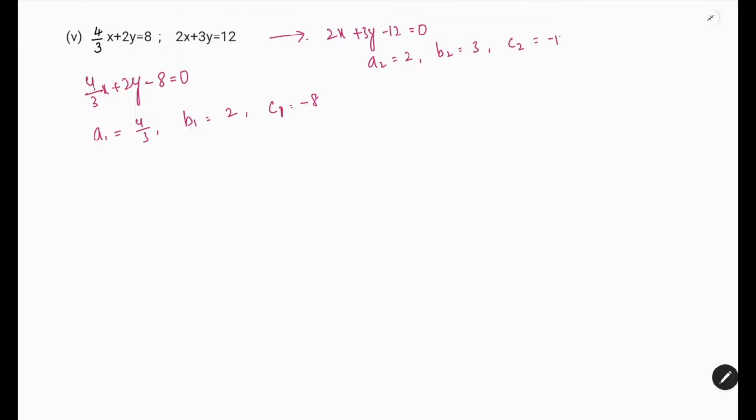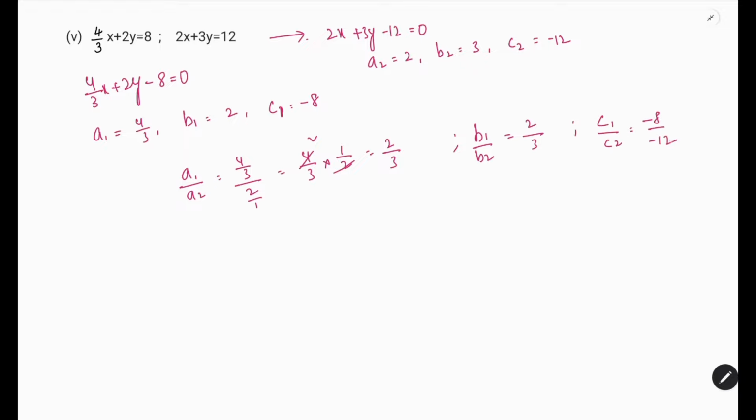Here now we will take the ratio a1 by a2 equal to 4 by 3 by 2 by 1, equal to 4 by 3 into 1 by 2. It is 2 by 3. Now take the ratio B1 by B2 equal to 2 by 3. Okay. And C1 by C2 equal to minus 8 by minus 12. Okay. Minus and minus get cancelled. Here 4 2s are 8, 4 3s are 12, equal to 2 by 3.